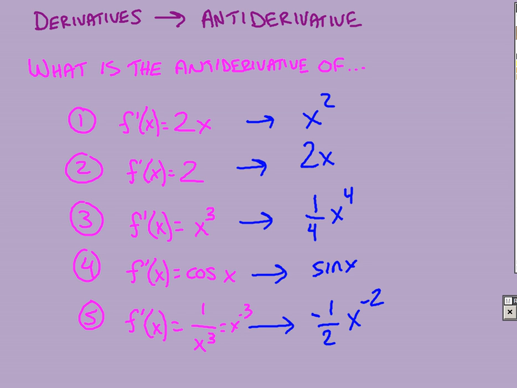Now, if this were a test, you would get a 5 out of 10 on this test, because each one of these needs some constant at the end of it. The derivative of any individual number is nothing, so we can have any single number out here. You always must remember these plus c's.